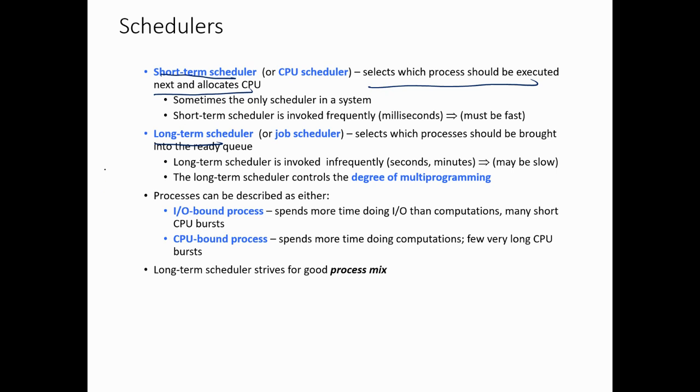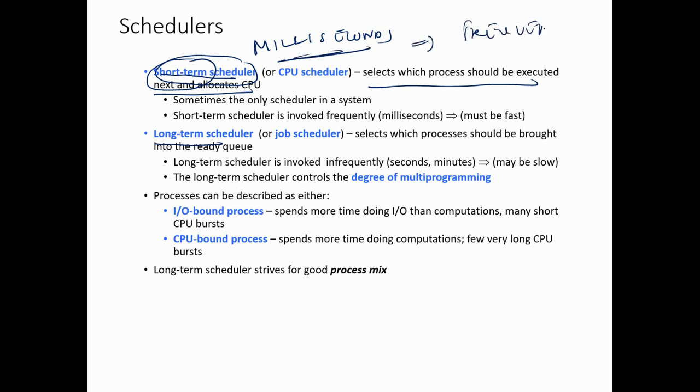Okay, why? Because the short term scheduler runs. The term short term is given because it runs in terms of milliseconds, so that it can be executed frequently inside the CPU. And in some cases we can say the short term scheduler is the only scheduler which is available inside our CPU.